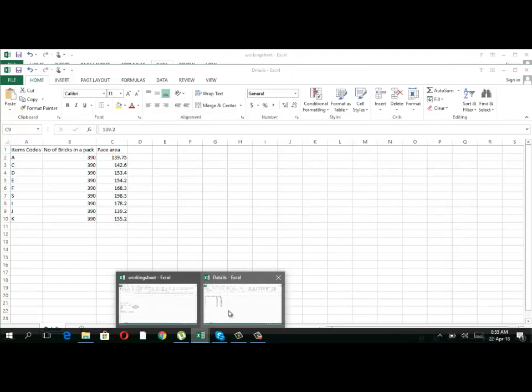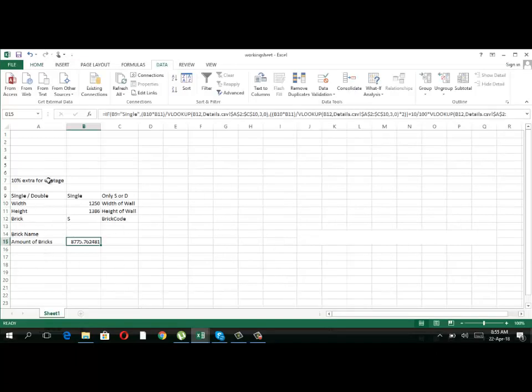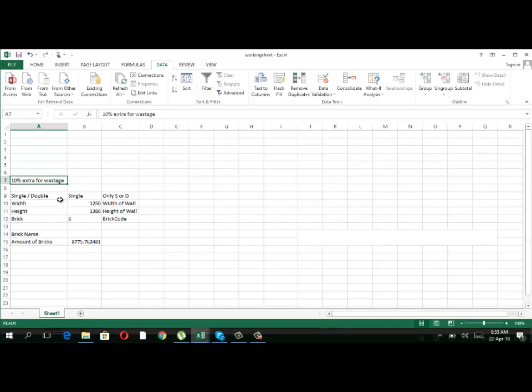Now the question basically said the following. 10% extra has to be added for any wastage. Then, is it a single wall or a double wall? You had to type single yourself over here. The width of the wall is this much, the height of the wall is this much, and then there is the brick code, where S or D was the restriction they wanted.